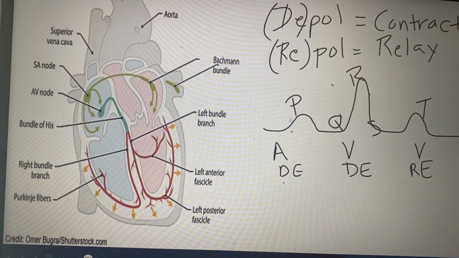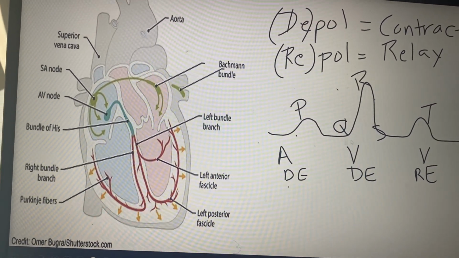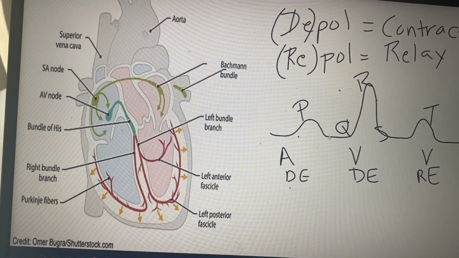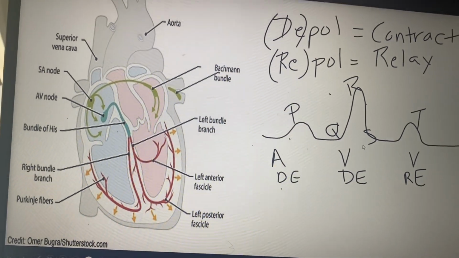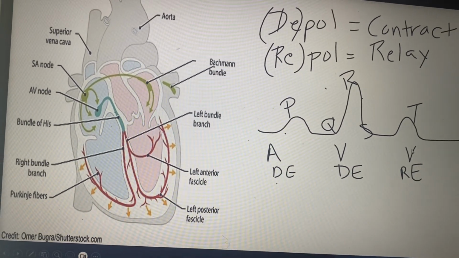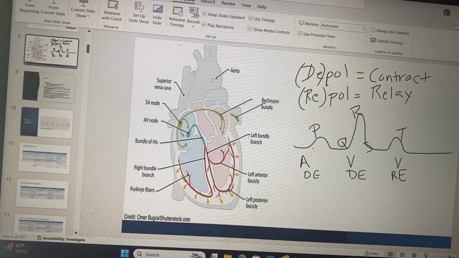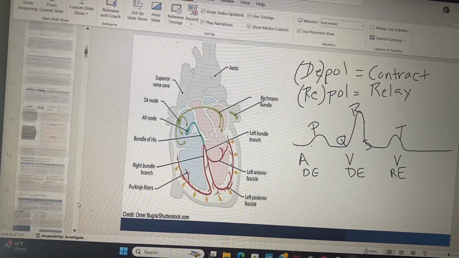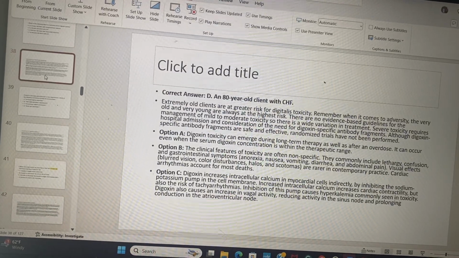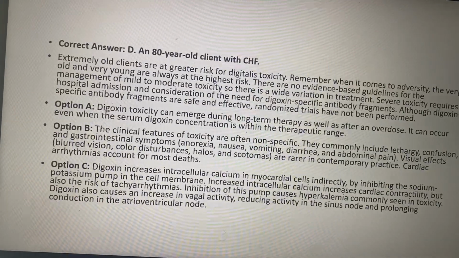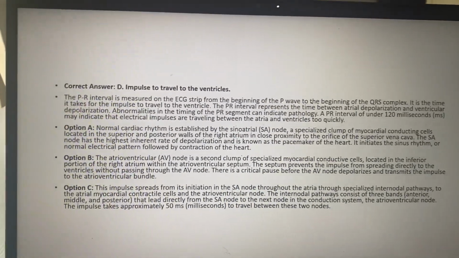And here's my picture right here. So when we look at this, the P wave, atrial depolarization, QRS, see how the R is there with the ventricles? So at this point, it's going past the atria to the ventricles, right? Then we have the T wave, which is ventricle relaxation. T means relaxation. So we know that our answer is actually going to be D, because we're talking about the impulse going to the ventricles.